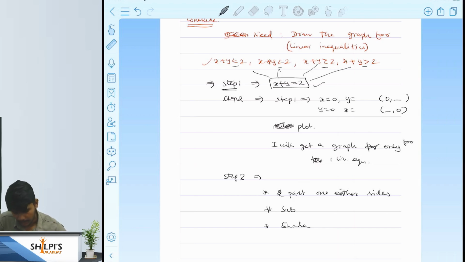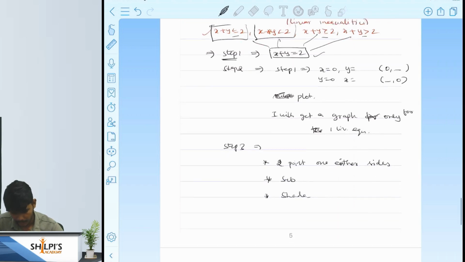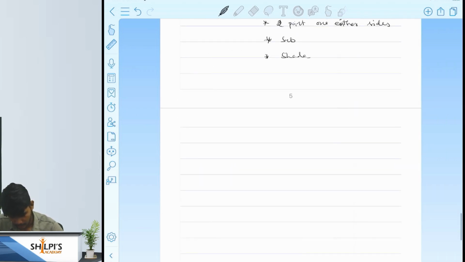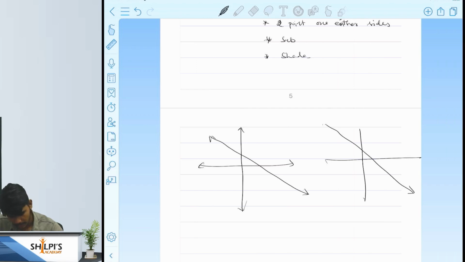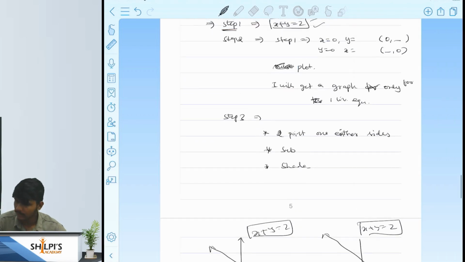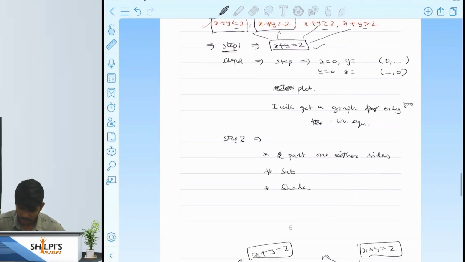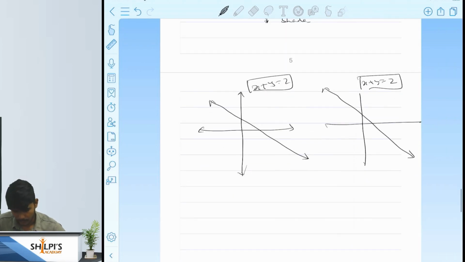The difference between this graph and this graph will be, this is the x plus y equal to 2 line. Similarly, consider this as a linear equation for x plus y equal to 2. In these 2 equations also I will consider this. After that, I will take 2 points from either side. After substituting, I will shade one side. So for this example, I got this part.